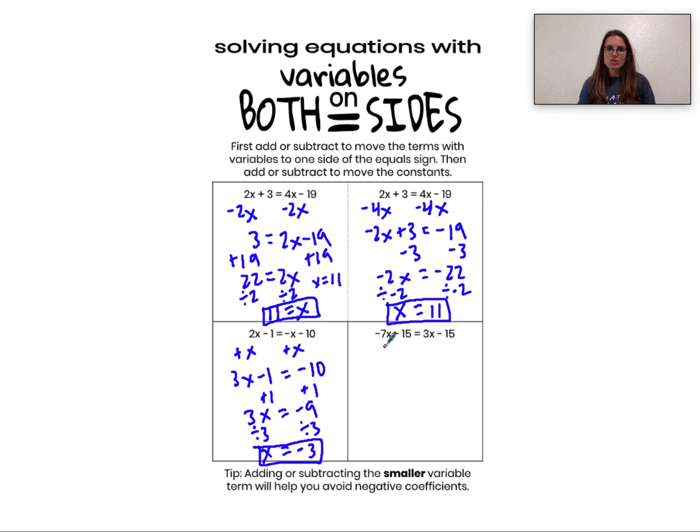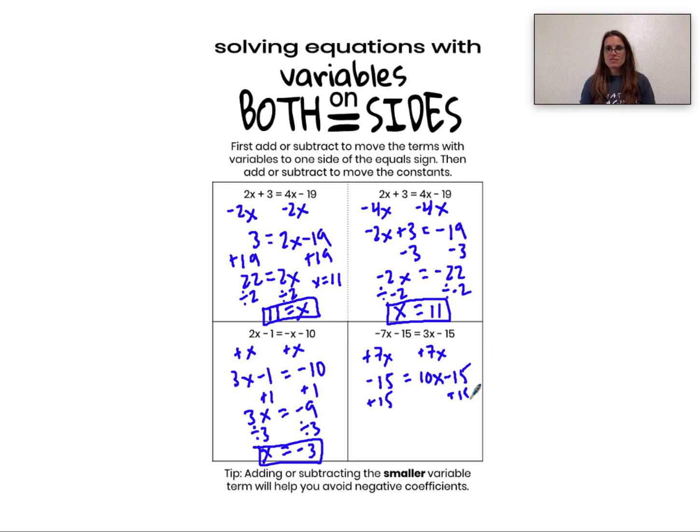Last example, should I add 7x or should I subtract 3x? The smaller variable term is the negative 7. Negative 7 is less than positive 3. So I'm going to suggest that I add 7x to both sides, although subtracting 3x would work just as well. Negative 7x plus 7x leaves me with negative 15 on the left-hand side. 3x plus 7x is 10x, minus 15 on the right-hand side.